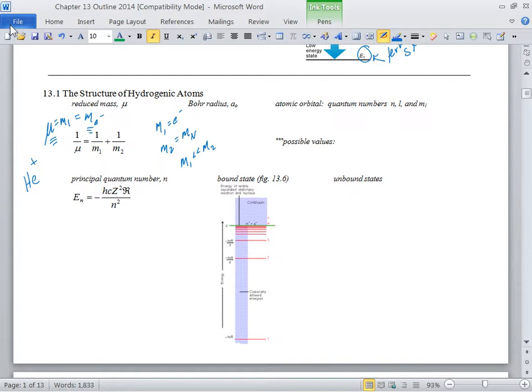The Bohr radius. What was Bohr's big deal? The Bohr model of the atom. What was this? Do you remember this? Historically speaking, you had the plum pudding model, and you had Rutherford's gold scattering experiment, and you had the Bohr model.